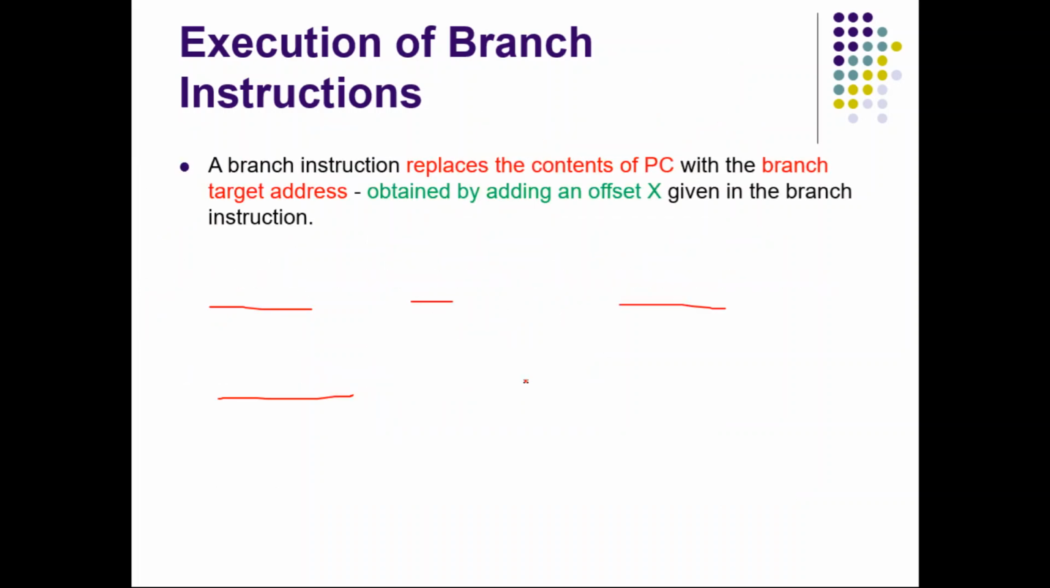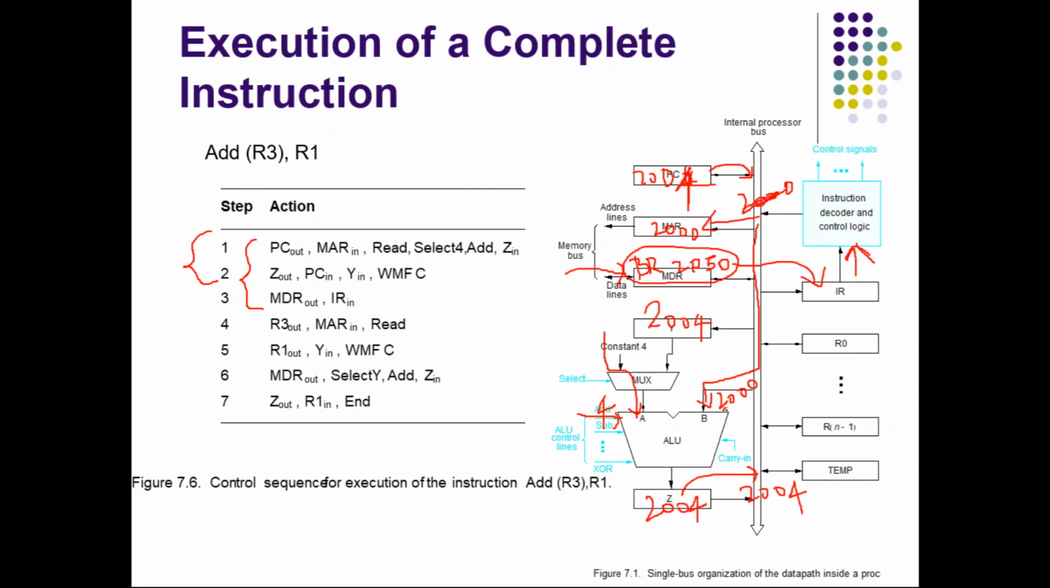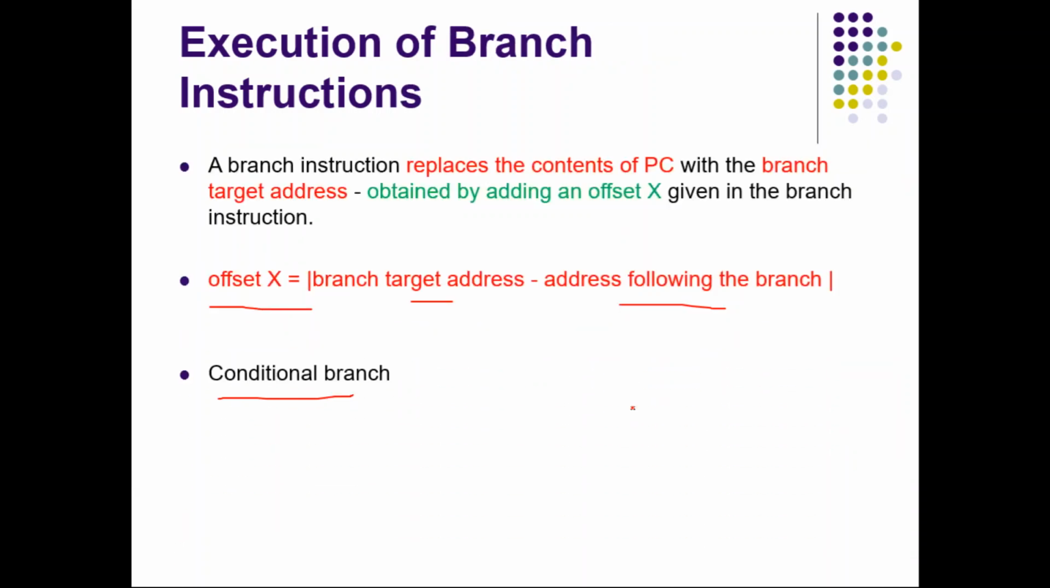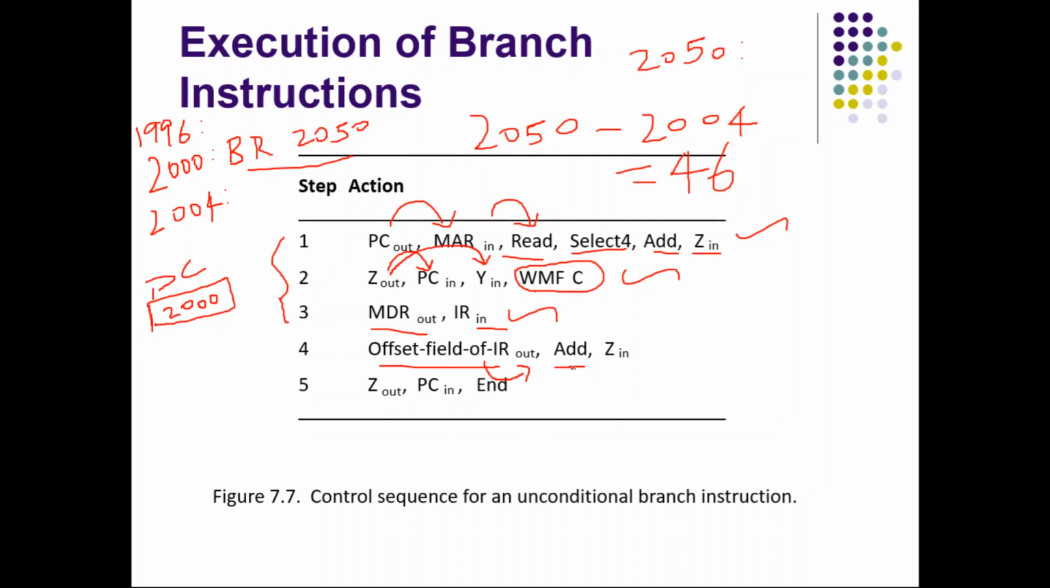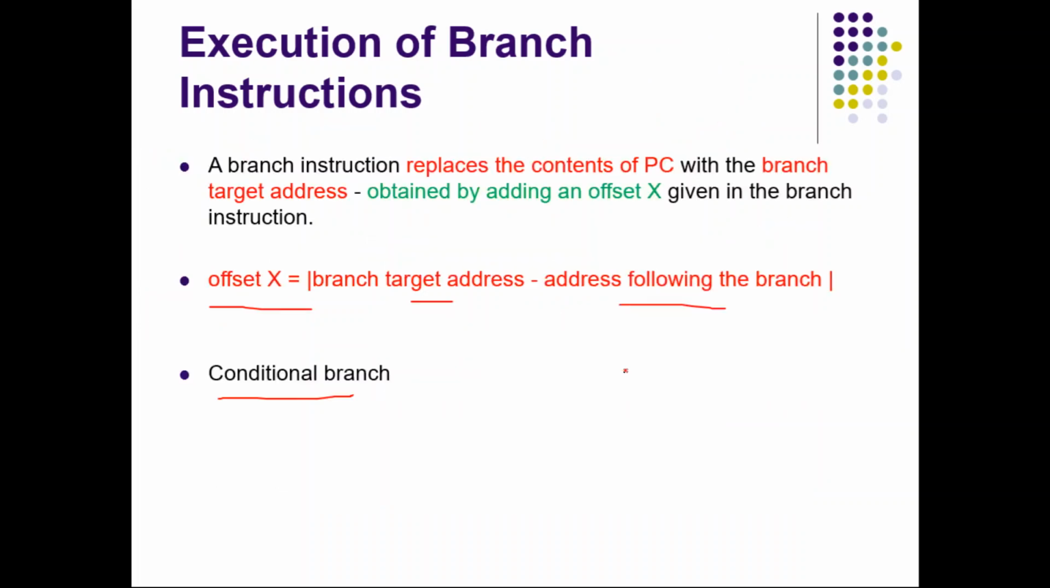From IR only that offset field is going out. As we discussed, it is 46. Now that 46 will be available through B. Now B is not 2000, it is 46. In A you already have 2004. So through A you have 2004. Then next what you are giving is add. So 2004 and 46 will be added and the result will go into Z.